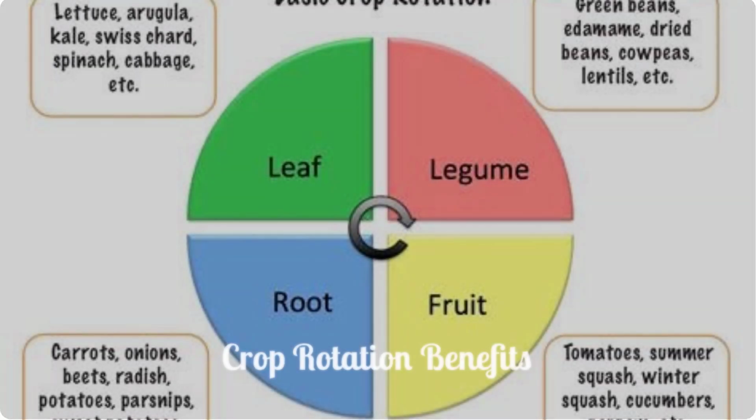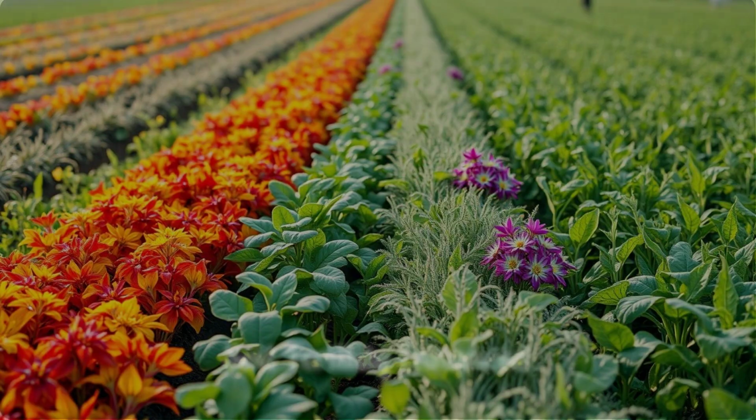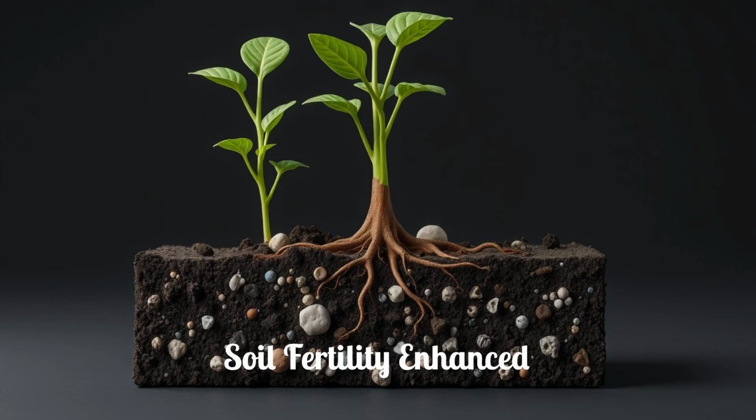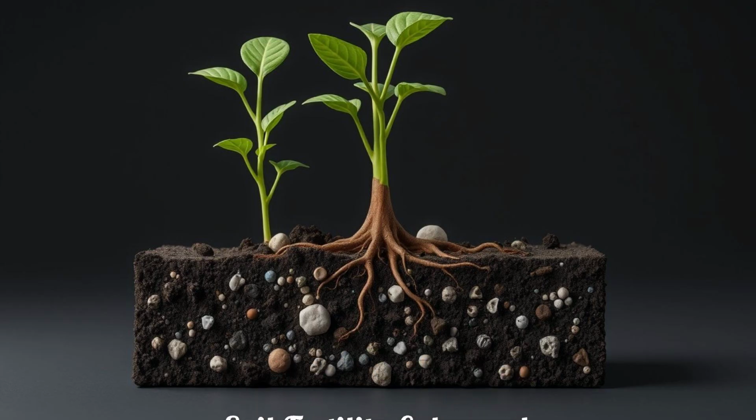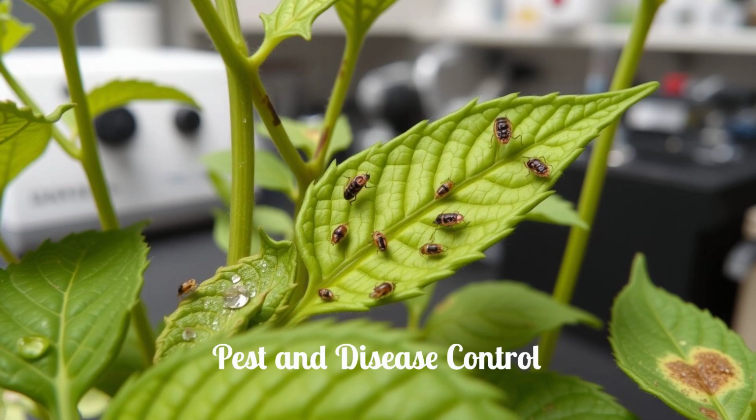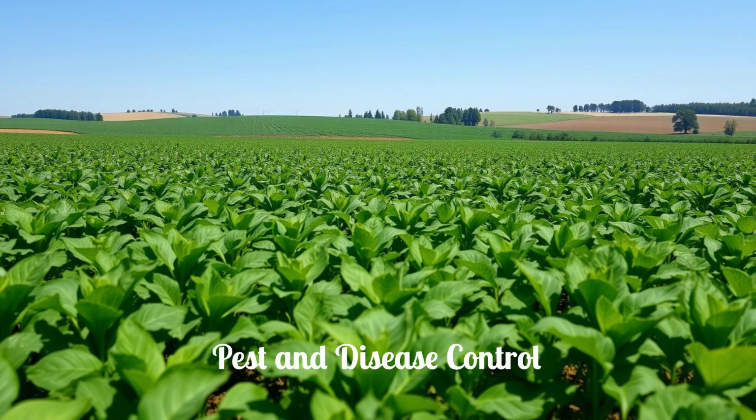Benefits of crop rotation. Enhance soil fertility. Different crops utilize and replenish various nutrients, maintaining soil balance. Pest and disease control. Rotating crops interrupts the life cycles of pests and diseases, reducing their prevalence.